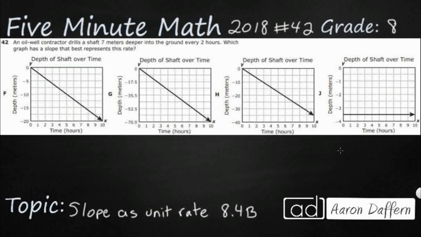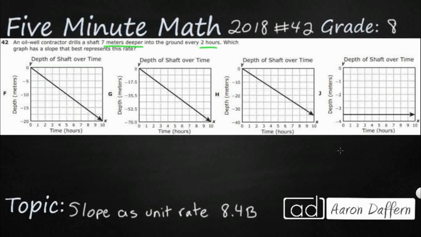So we've got an oil well contractor drilling a shaft 7 meters deeper into the ground every 2 hours. So that's our rate right there. 7 meters deeper every 2 hours. And which graph has a slope that best represents this rate?